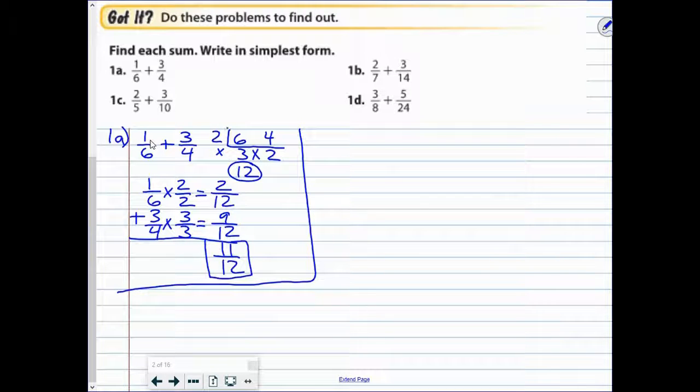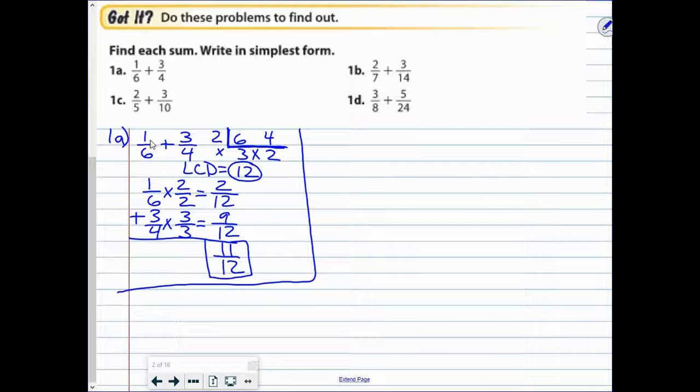So again, if you have a number that can divide equally into both of your denominators, that's what you're going to do. You're going to divide that number into both denominators, get their answers. So 2 goes into 6 3 times, 2 goes into 4 2 times, and then you're going to multiply the number you divided by times the 2 answers that you got to get your common denominator. We're going to call that the least common denominator.